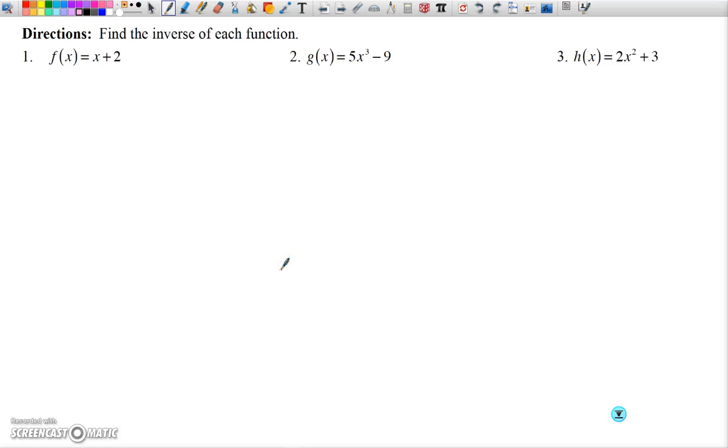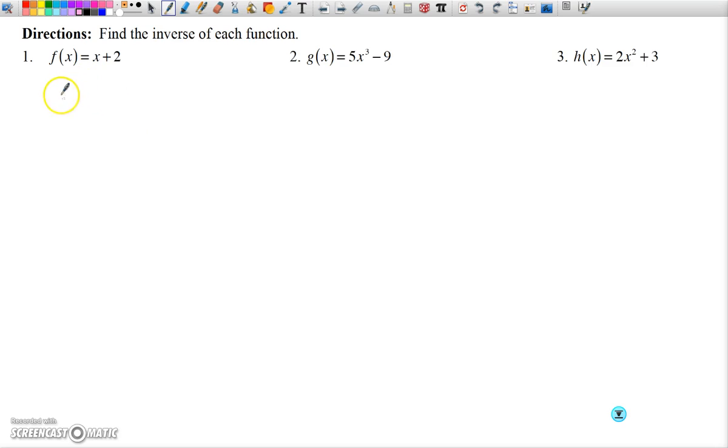Before I get too far into this, I just want to remind you that there is a PDF version of these problems on Edmodo, so you can print that out and then you don't have to worry about copying all the problems down. And this is serving both as a review for your quiz next class as well as a review for SOL. So starting with finding the inverse.